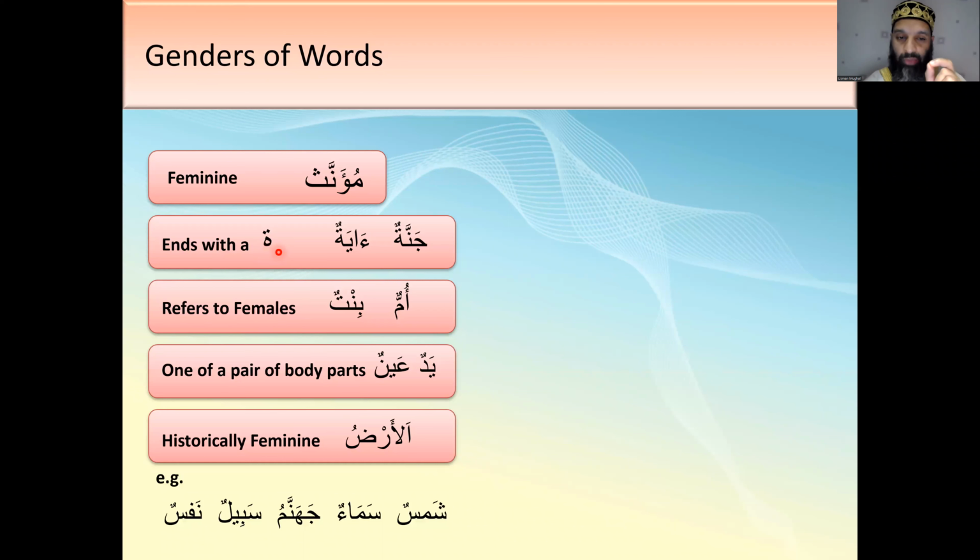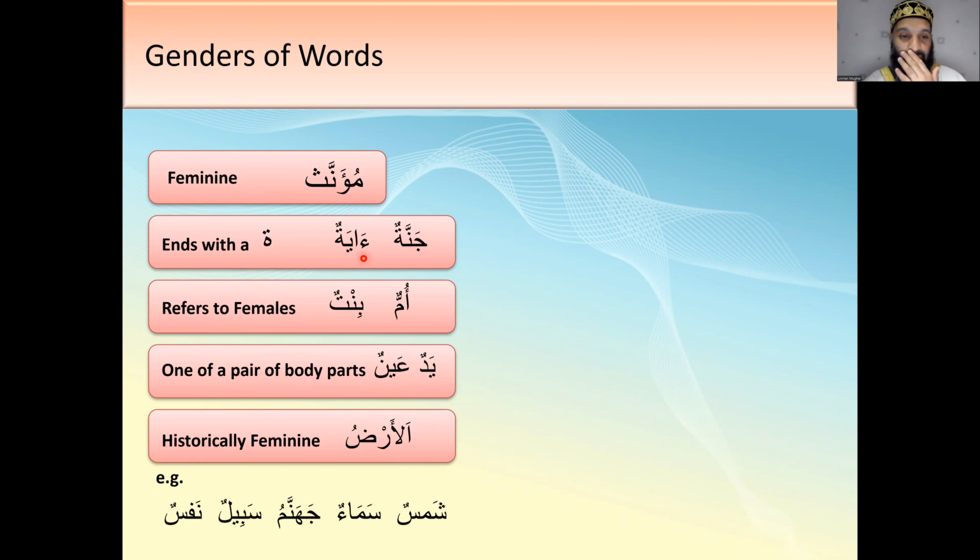And when the ta marbuta joins onto the previous letter, then it looks like this. Ayatun, jannatun, can you see that? So jannatun is a feminine word. Ayatun is a feminine word. Salih is a boy's name. Salihah is a girl's name. The ta marbuta has come at the end. Because you stop at the ta marbuta, you make it into a ha. So salihah. Jamil, jamila.